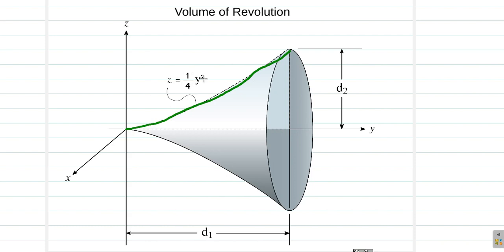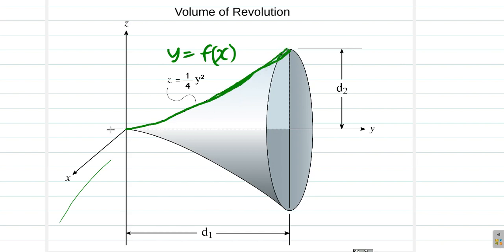Here it says z equal quarter y squared, but what we're going to do is ignore this and let us say our function is y equal a function of f of x, alright? It could be x squared, it could be x cubed, anything. This is part of the graph of it.